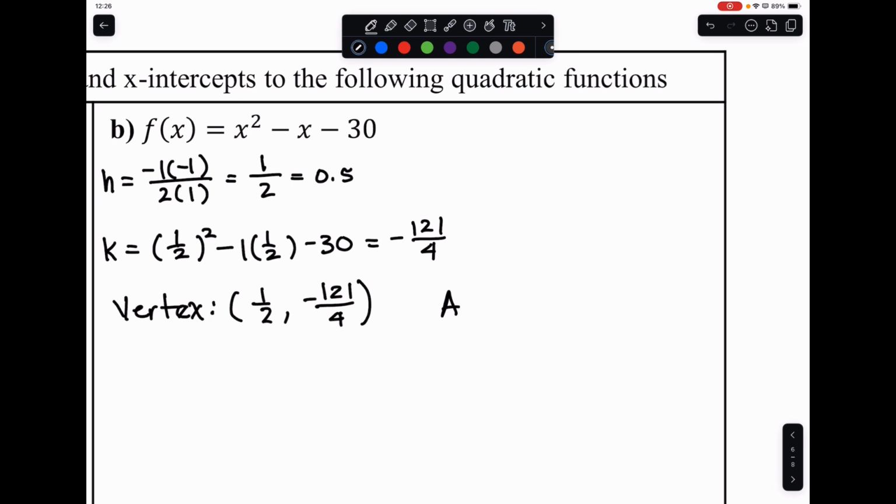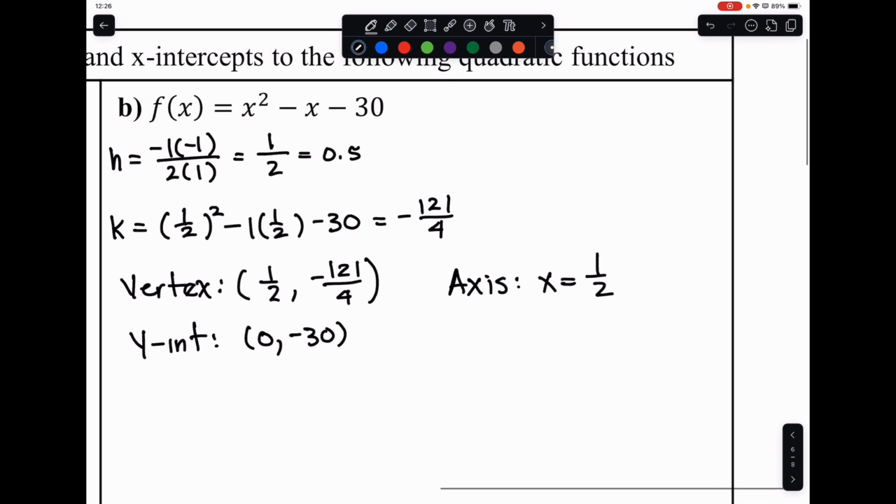which means that the axis of symmetry is the vertical line x equals 1/2, and the y-intercept is (0, -30). So it's easy to identify the y-intercept for these problems, because it's simply, again, the constant that we have right there.